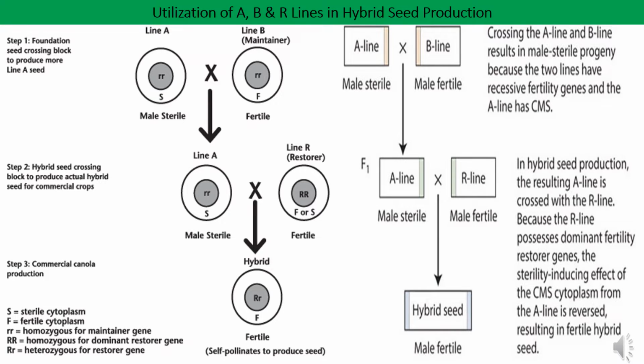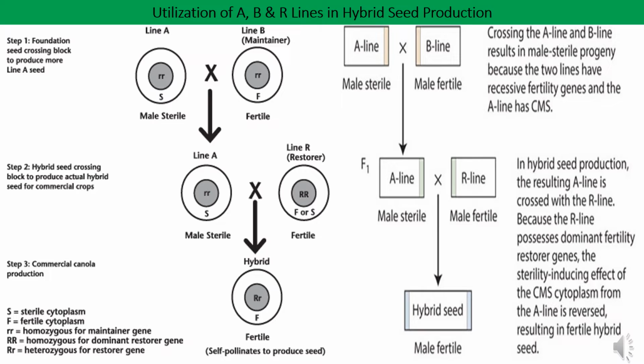Here we will go through utilization of A line, B line, and R line in hybrid seed production. As we discussed earlier, A line and B line are used for the multiplication of A line, which results in male sterile line, and this A line, when crossed with R line, the restorer line, will result in the production of hybrid seed, which is male fertile and known as F1 hybrid seed.